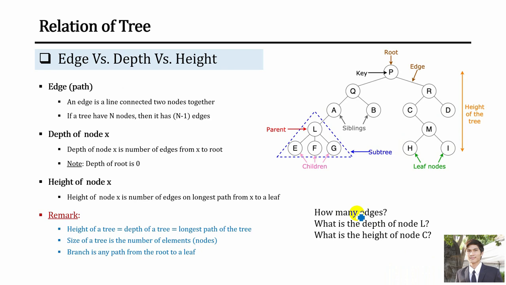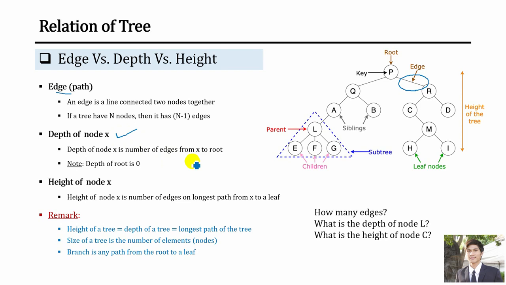Next, we focus on another term called edge. What is an edge? An edge is a line which connects nodes together. If we have a tree with n nodes, the total number of edges is n minus 1. And the depth of a node is the number of edges from x to the root. We look from that node up to the root and count the edges.